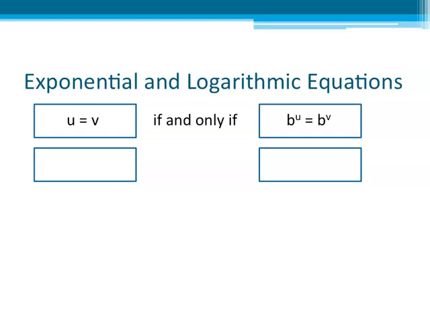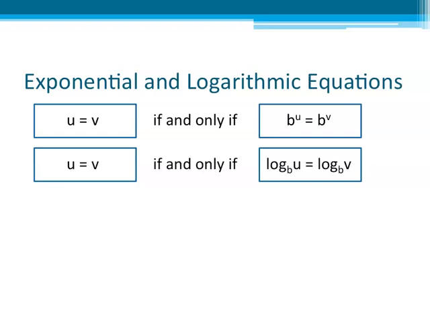First, u is equal to v if and only if b to the u is equal to b to the v. Now this property comes in handy particularly when it comes to solving exponential equations when you have the same base. If you're able to rewrite your equations with the same base, it makes it very easy to set the exponents equal to each other.